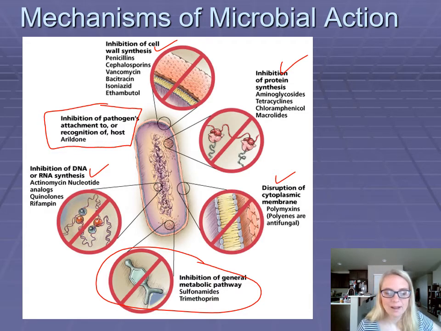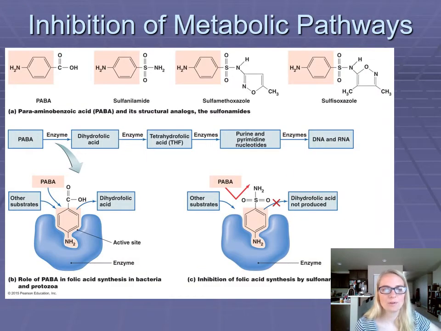All right, so let's get on to our example of metabolic pathway inhibition. We're going to focus on this one example, but know there are many other metabolic pathways out there that can be blocked by these various antimicrobial drugs. This one is going to focus on the sulfa-based drugs. Remember, the sulfa-based drugs were the first widely used antibiotics.